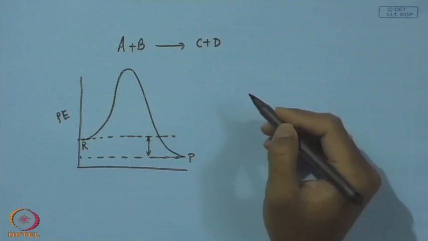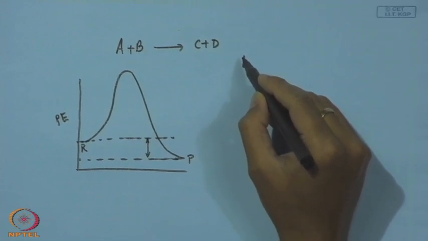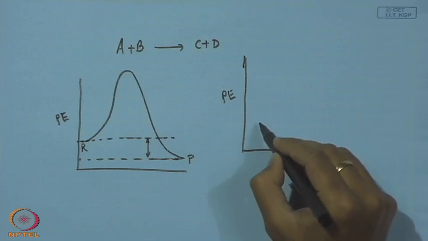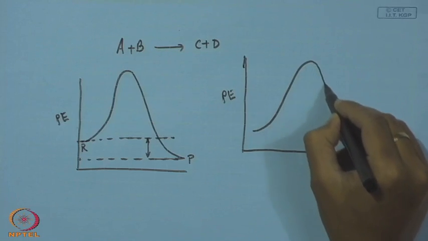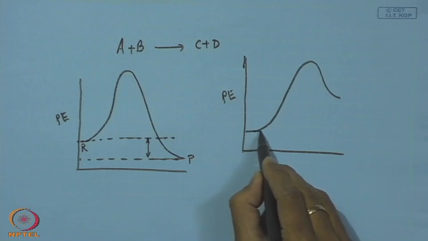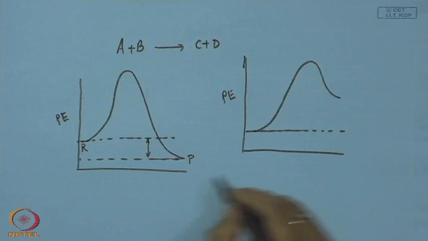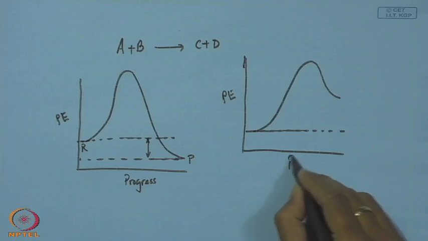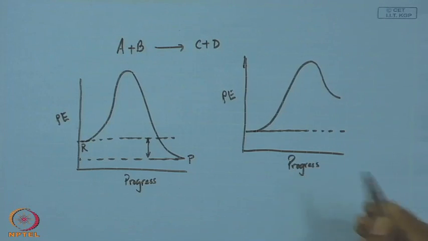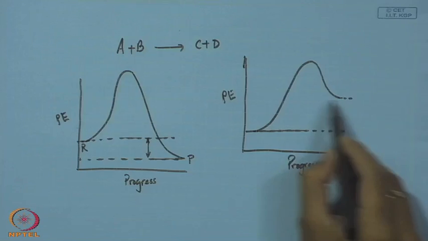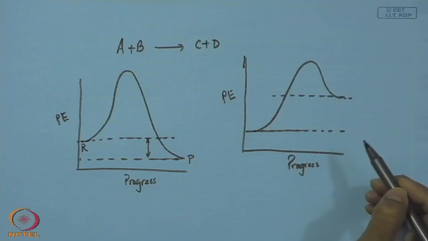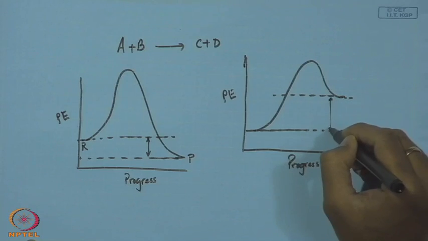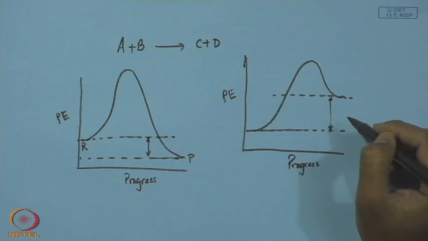Okay. And in case of your endothermic process, it is something like this: potential energy, your reactant side is here and the product side is here. Okay. So, that means you have started with a lower energy, this is your progress of reaction, and here you are ending up in a higher energy state. That means you need to put in this extra amount of energy and that will be taken from your system. So, the system will be cooled down.